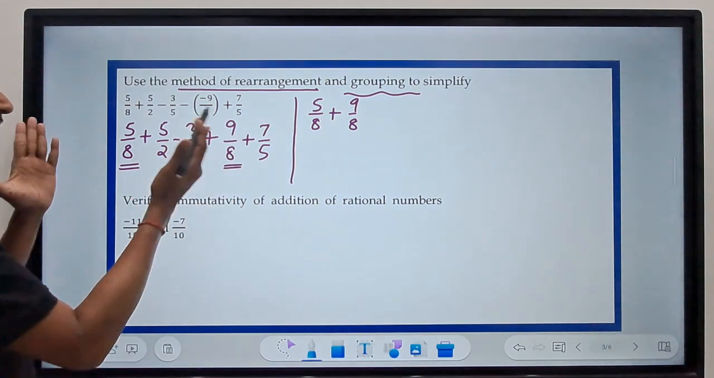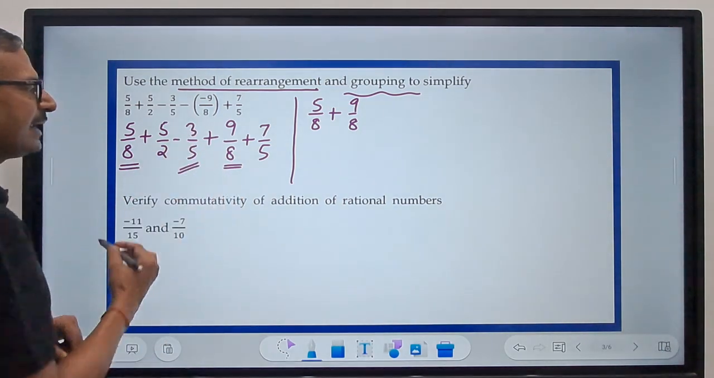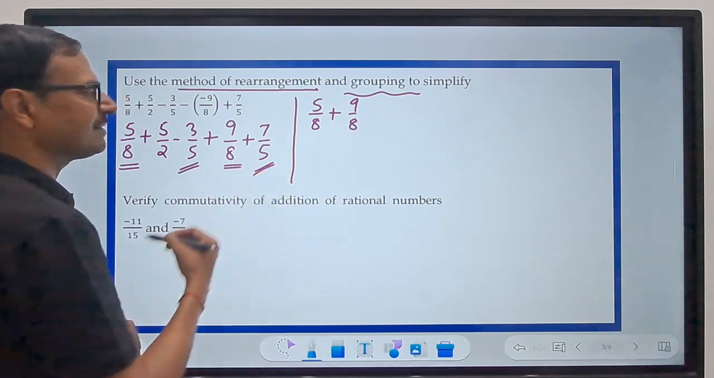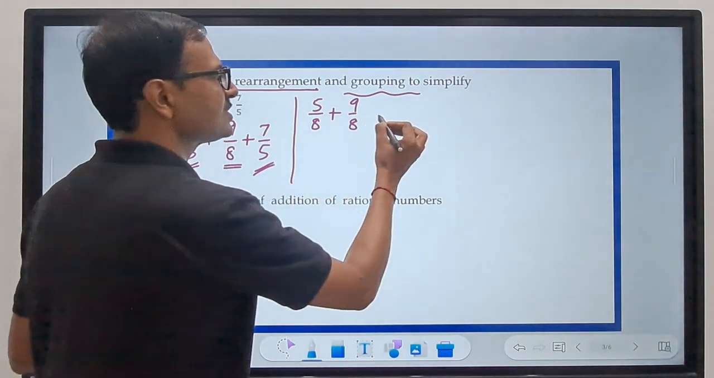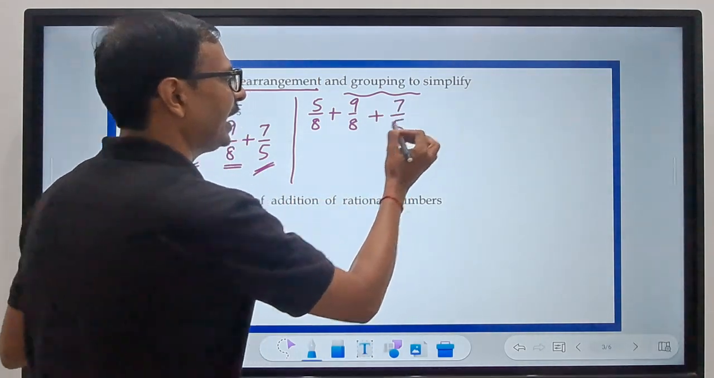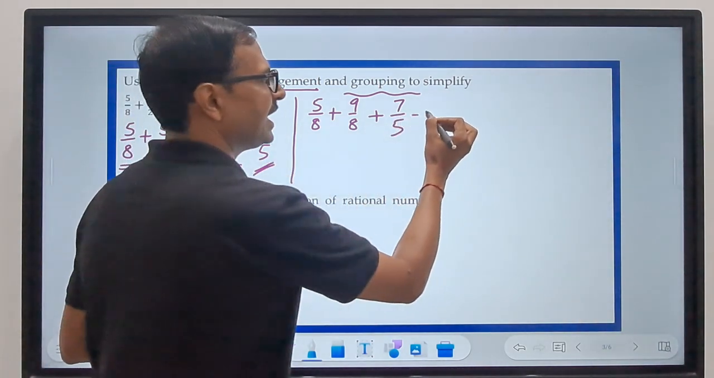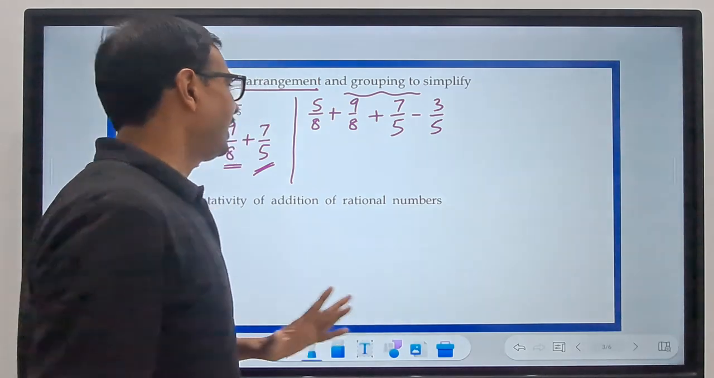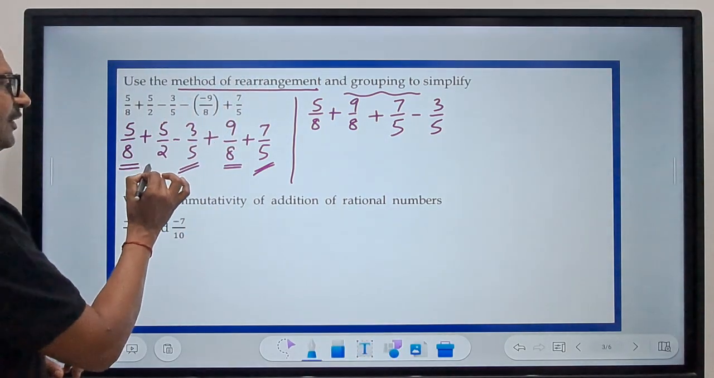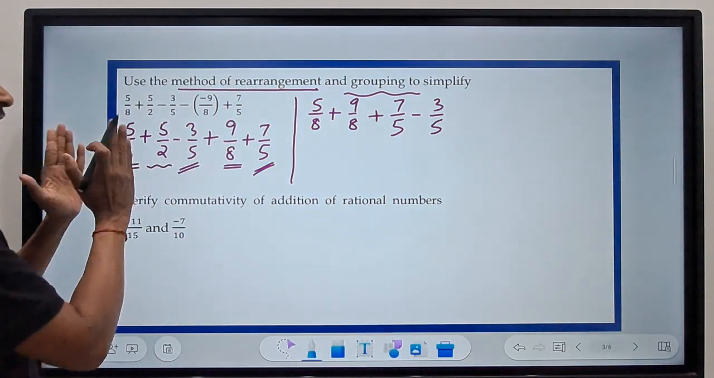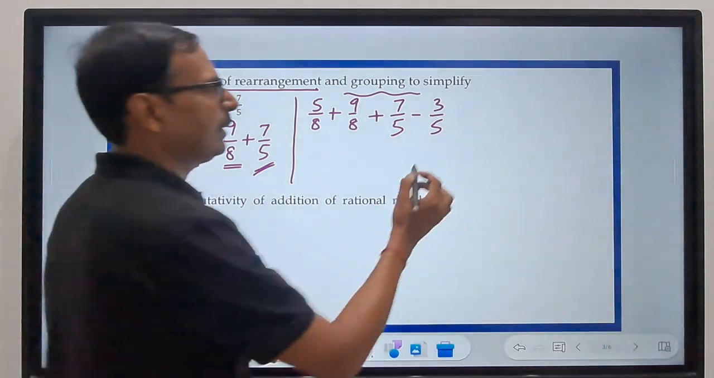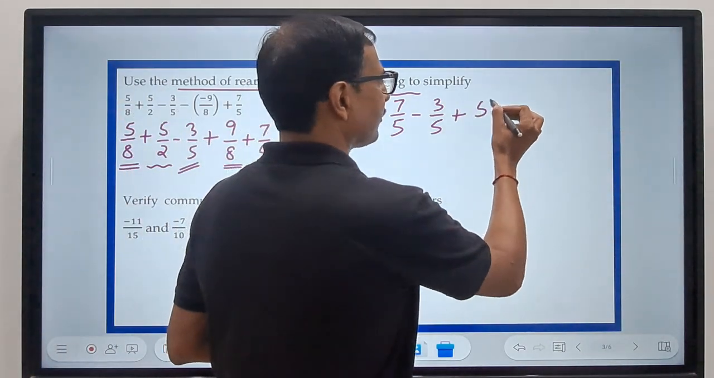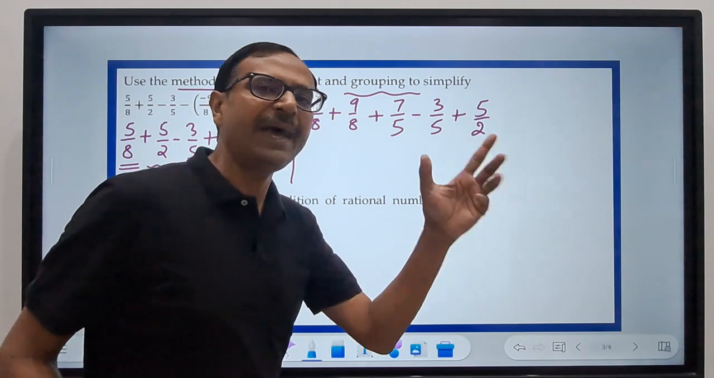And now, are there any more like fractions? Here we have minus 3/5 and plus 7/5. So I will write the plus first. So plus 7/5 and minus 3/5. See, I have grouped them because they have the common denominator. And there is another fraction, 5/2. I think that is the lone fraction, which is unlike, there is no like fraction for 5/2. So I will keep it as it is.